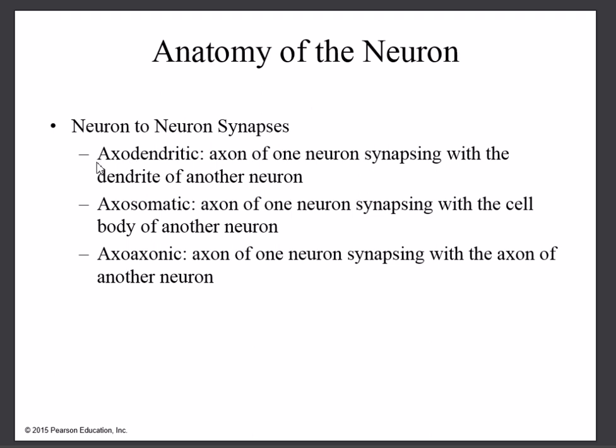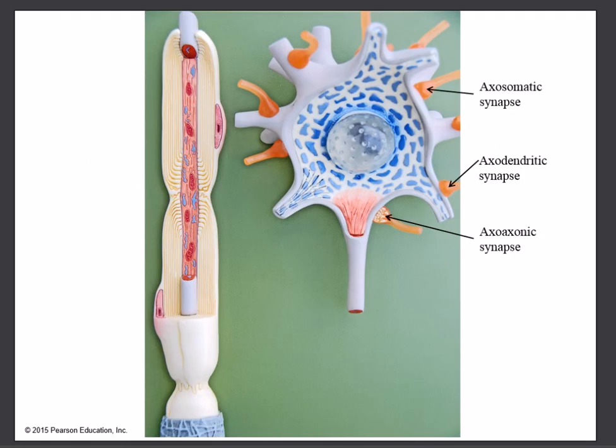The first synapse is known as an axodendritic synapse. So if we go back to our white model here, if the axon of one neuron, so again, we said this was the telodendria and the axon terminal of another neuron, synapses with, let's say right here, the dendrite of our neuron, this synapse here would be an axodendritic synapse up here. The axon of one neuron synapsing with the dendrite of our neuron. This would be axodendritic.